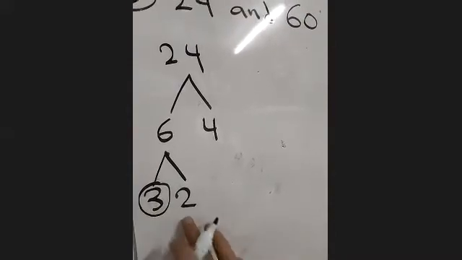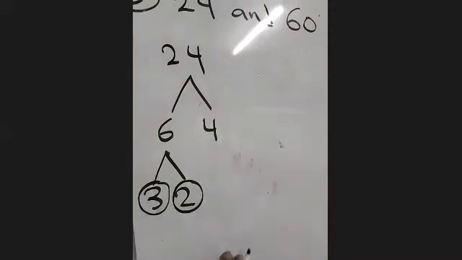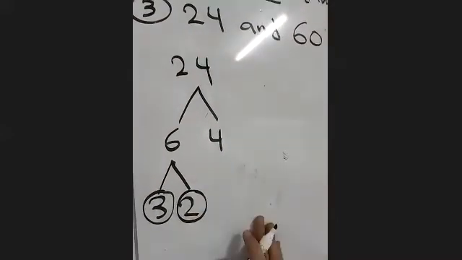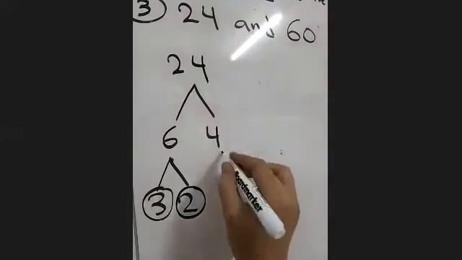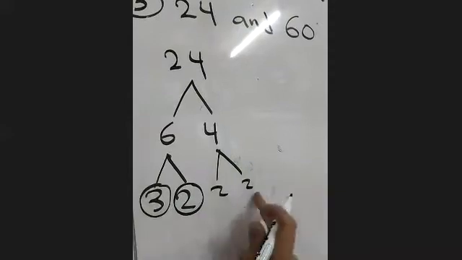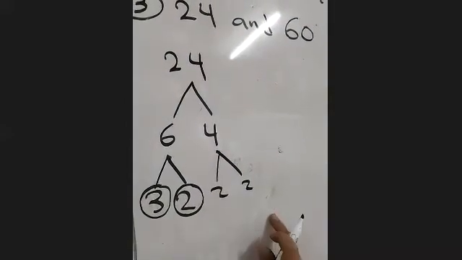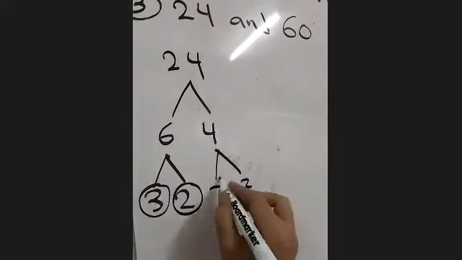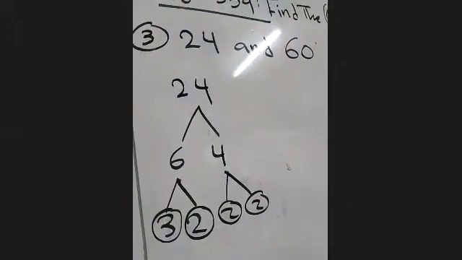Can we do more for the 2? No. So we put circle. Of the 4, 2 and 2. 2 multiply 2 like this. Do more? No. We put circles. So we are finished with 24.